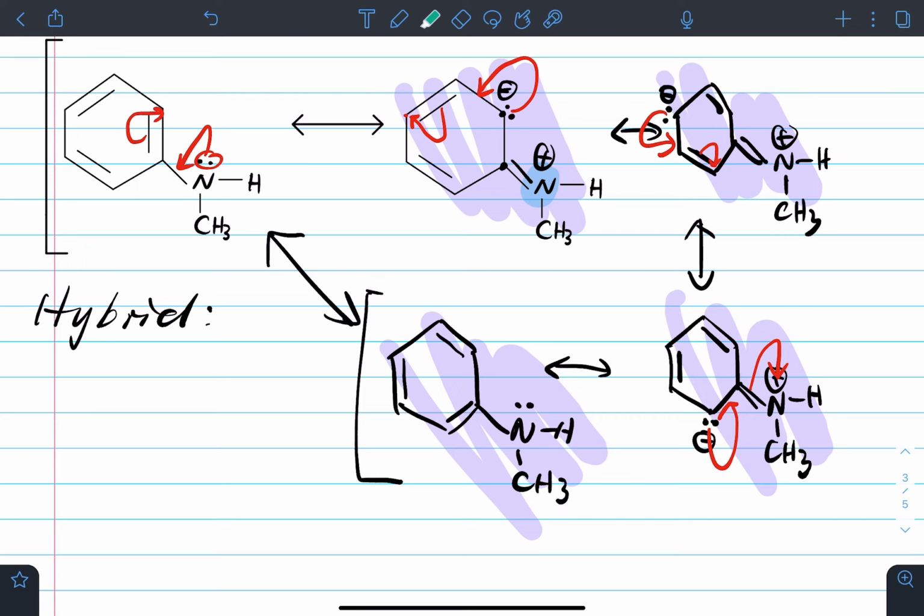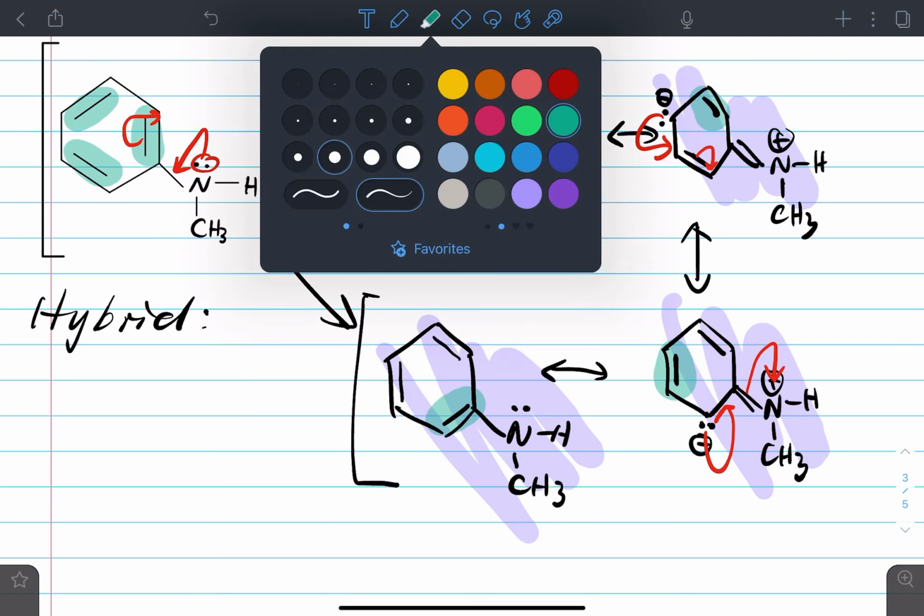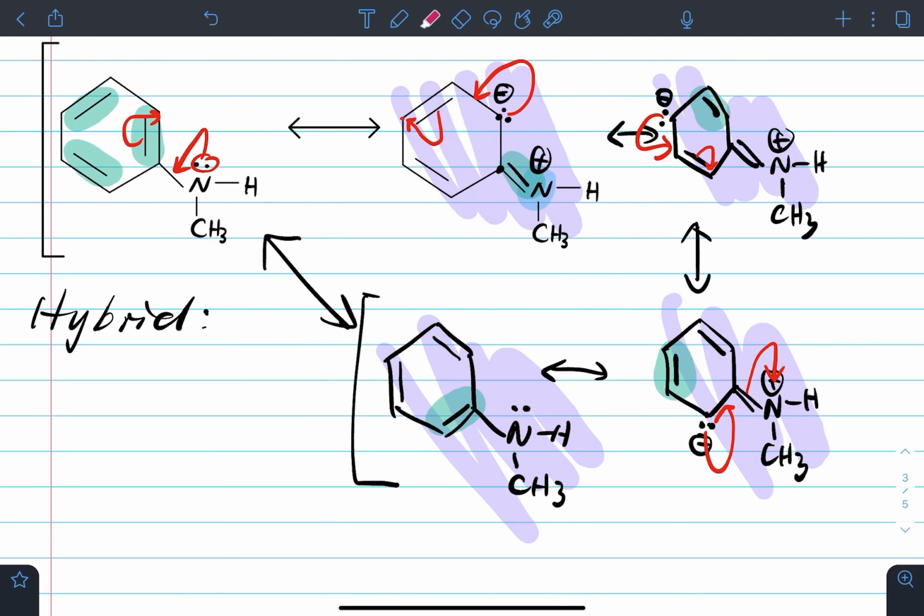Okay, so first I had my double bonds here, right? And then I created a double bond here, and here, and here, and lastly I created a double bond here. Okay, perfect. Now let's use a different color to track the charges.